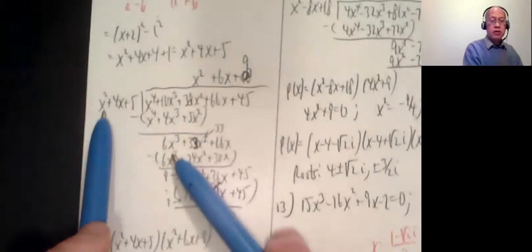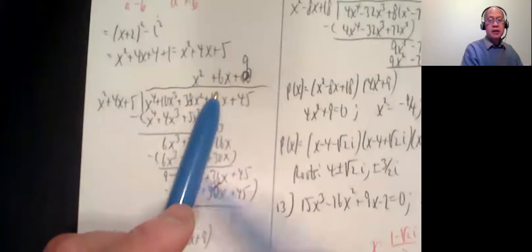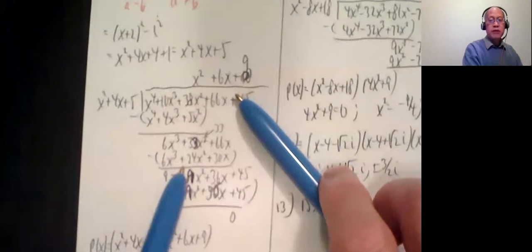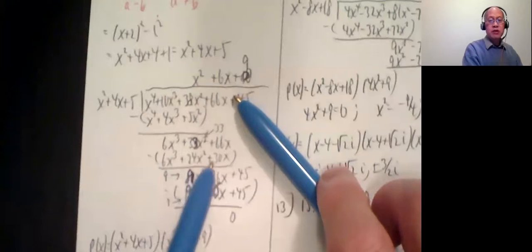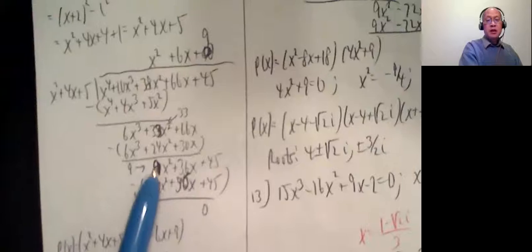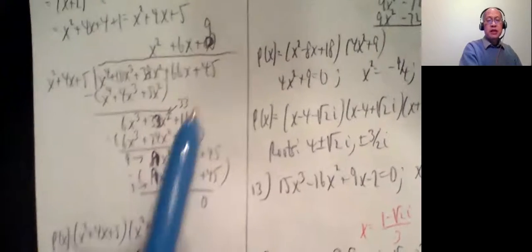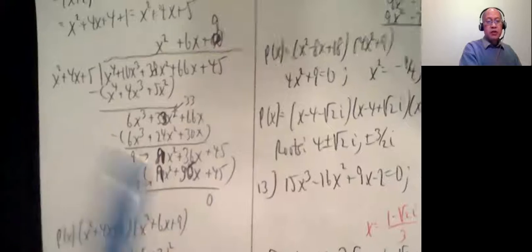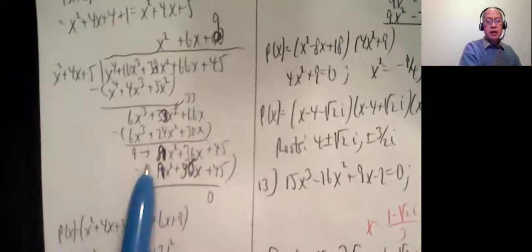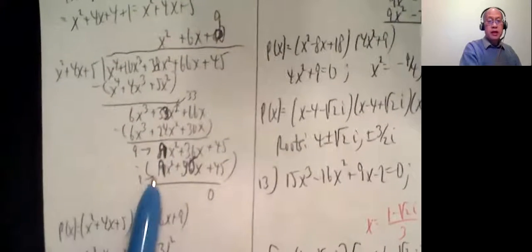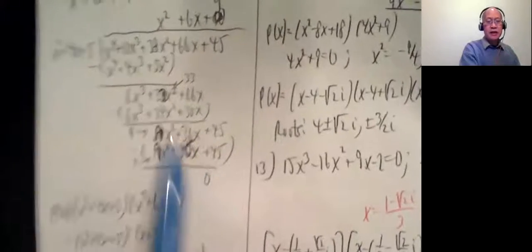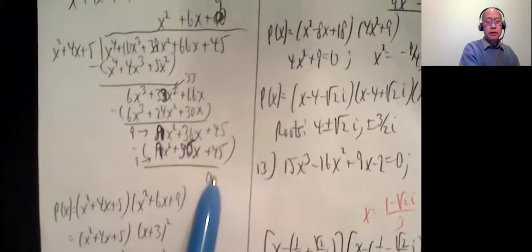How many times is x squared going into 6x cubed? 6x. Multiply 6x times this whole thing. 6x cubed plus 24x squared plus 30x. Subtract. Cancels out. 9x squared plus 36x, bring down the 45. That's a 9. x squared into 9x squared is a plus 9. 9 times that whole thing is 9x squared plus 36x plus 45. If you can't read this, it matches that. So when you subtract it, 0.